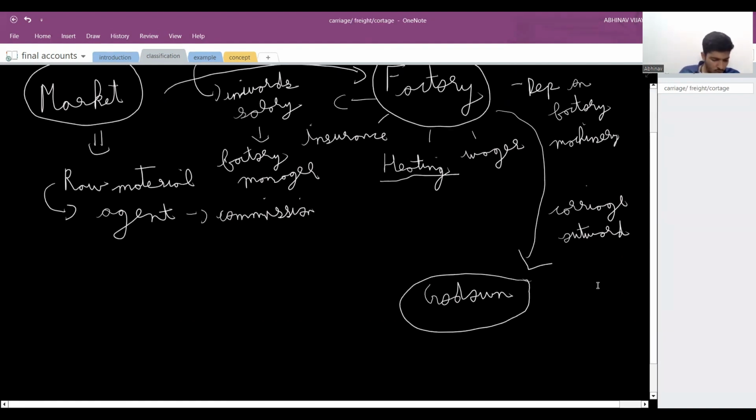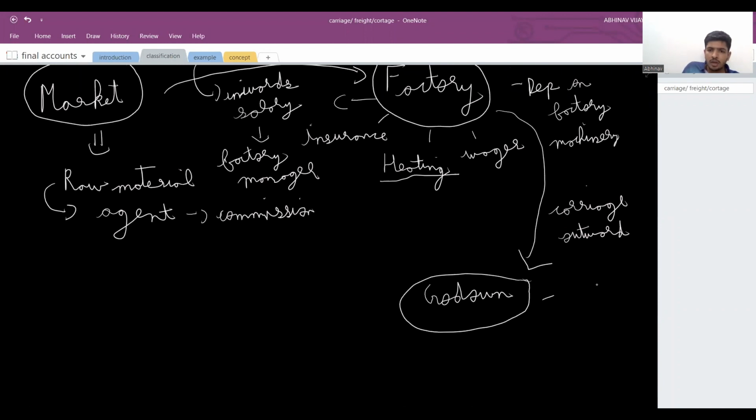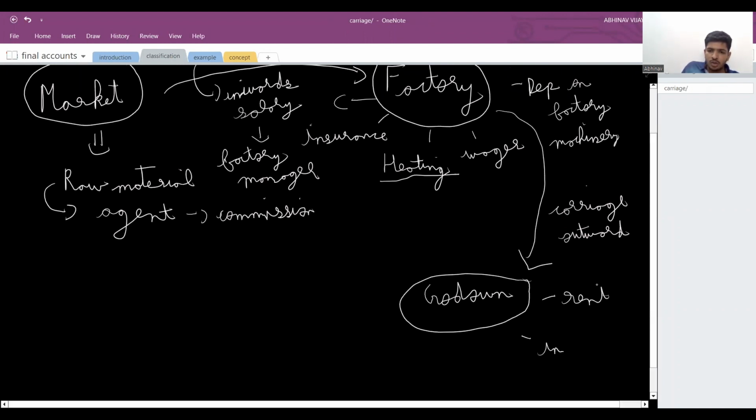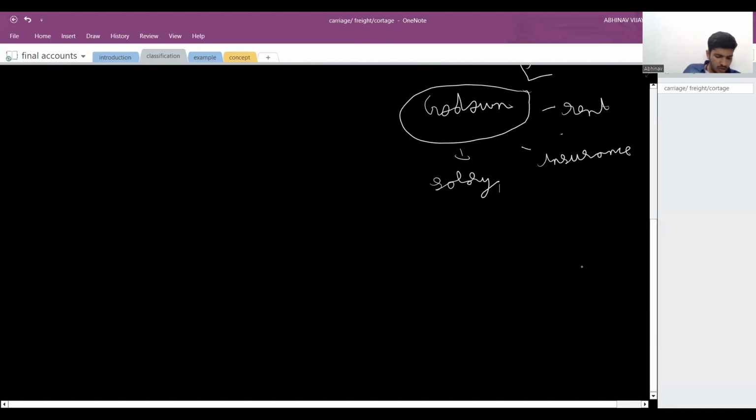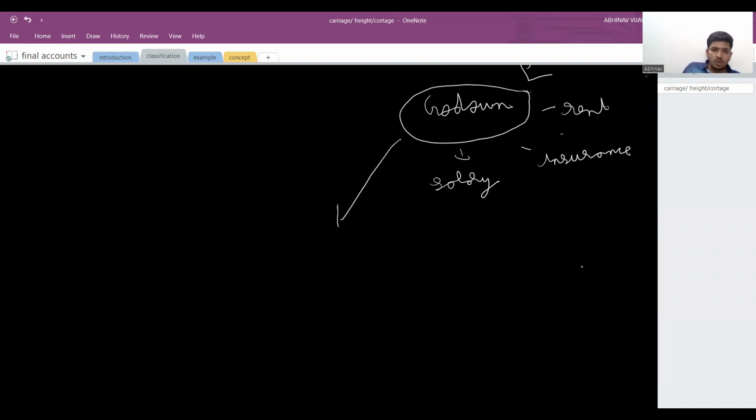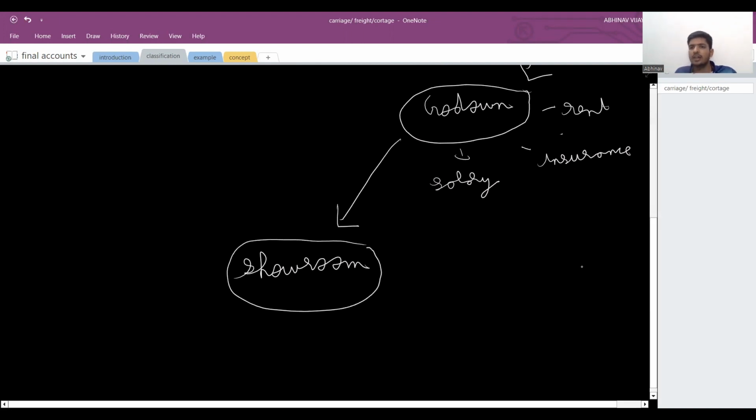Now, in the godown, same. You pay godown rent. You pay insurance of equipment in the godown. Then you pay salary for the manager who takes care of the godown. Correct. Now, after the godown is done, from the godown the material goes to the showroom. Showroom is actually where the sales happen. Like for a car company, everything happens and the car finally goes to the showroom.